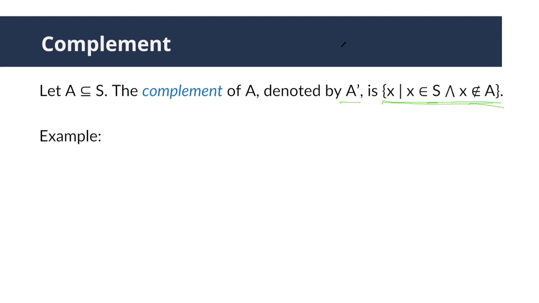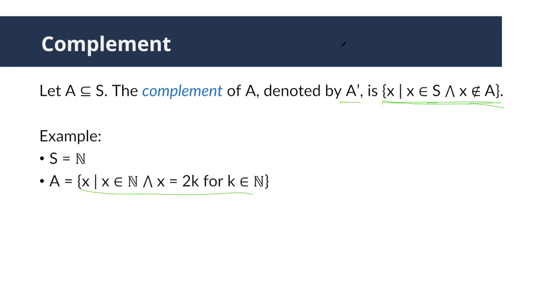Let's see one example. If S is the set of non-negative integers, and A is given by this set. Can you see what A is? A is actually the set of all non-negative even integers. And therefore, A prime is the set of all non-negative odd integers. Each odd integer can be represented by 2k plus 1, where k is a non-negative integer.